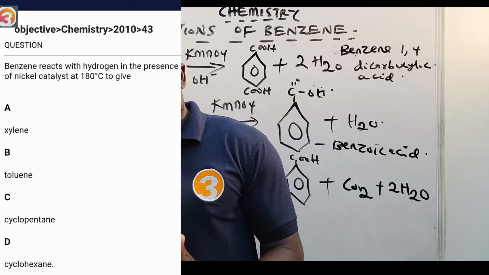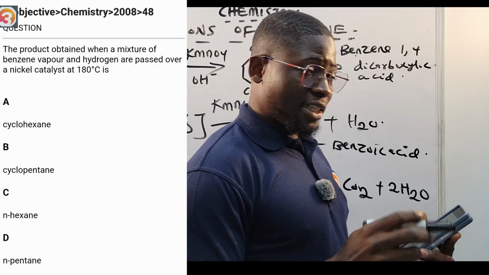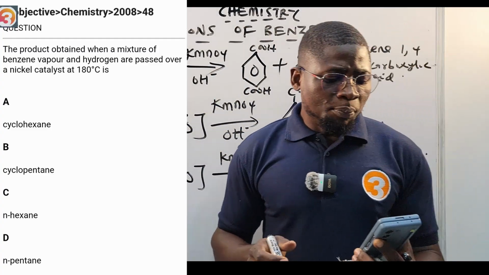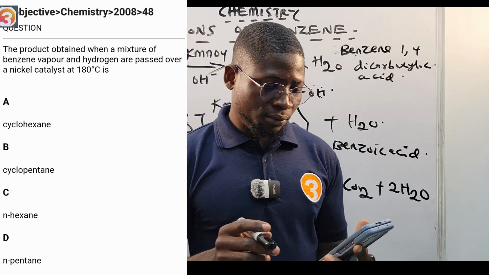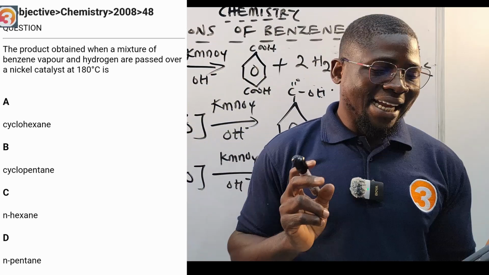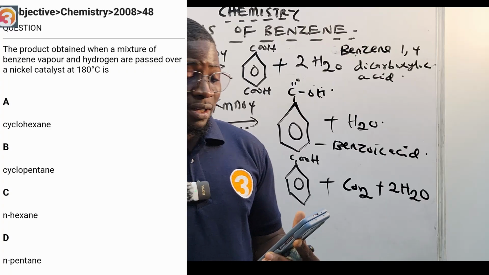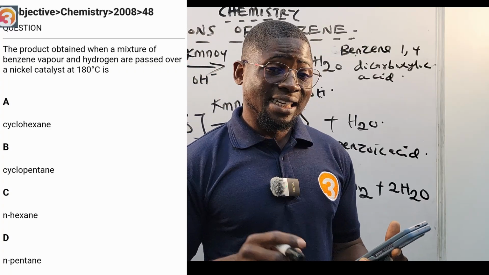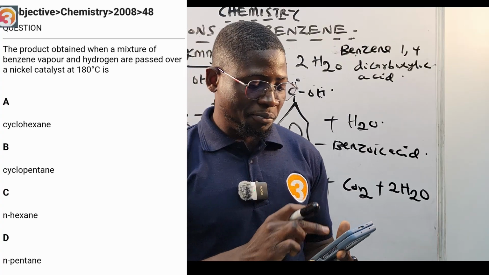Okay, so let us continue. 2008 question 48. It is being displayed on your screen right now. The product obtained when a mixture of benzene vapor and hydrogen are passed over a nickel catalyst at 180 degrees Celsius is, obviously, cyclohexane. So the correct answer there is option A. There's no need to beat around the bush. So you can see the question repeated again in another form.